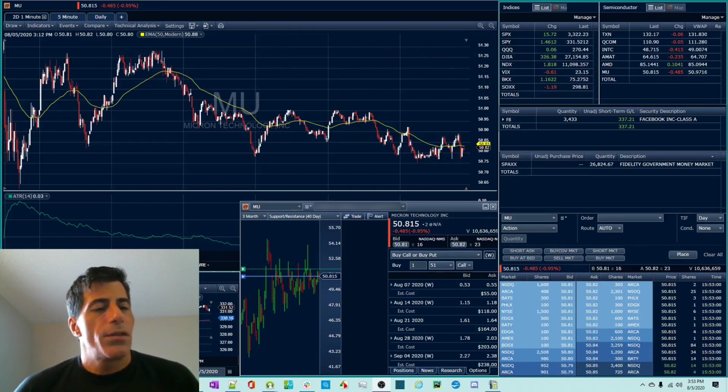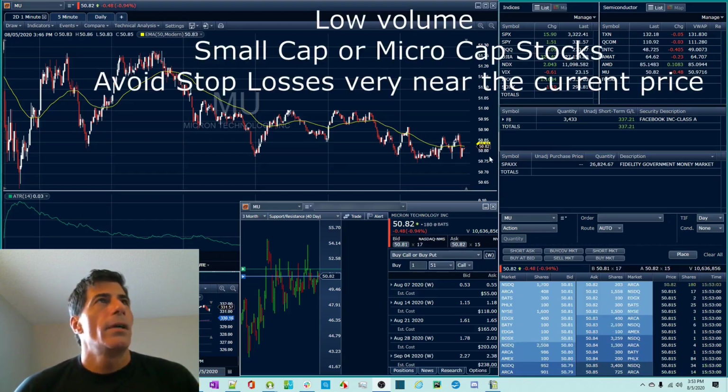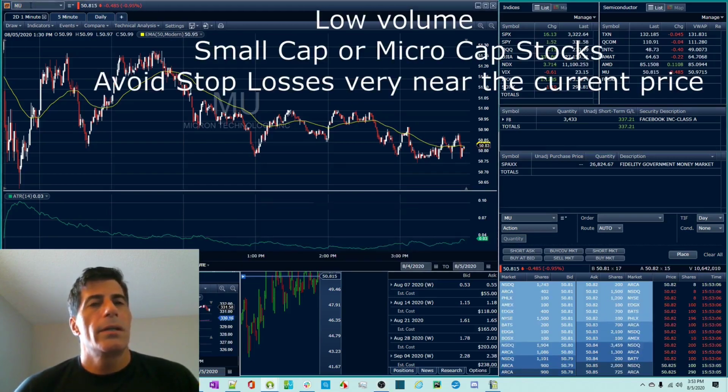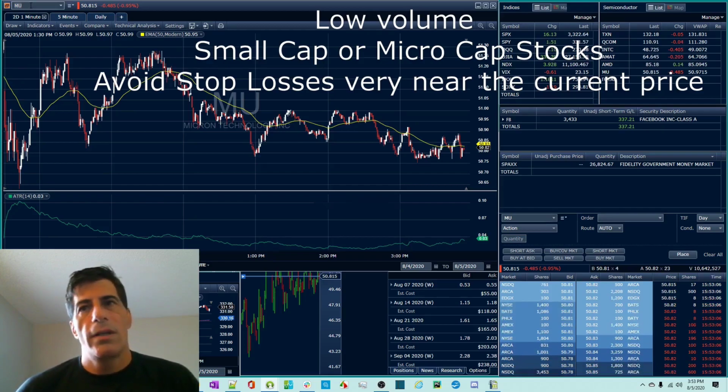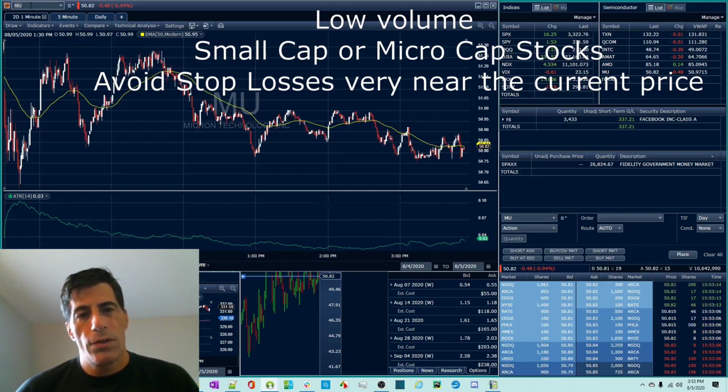And last but not least, small caps or micro caps. Be very careful putting stop loss orders on the books that are really close to the current market when it's not trading a lot. If they don't trade a lot, it's very easy for the market maker to just dismiss your order, take it out, and have the market come right back down.